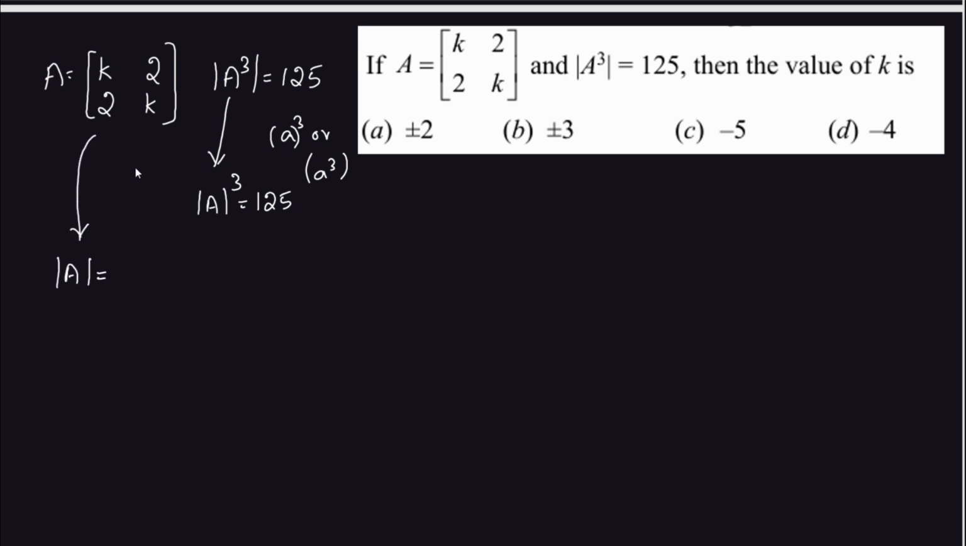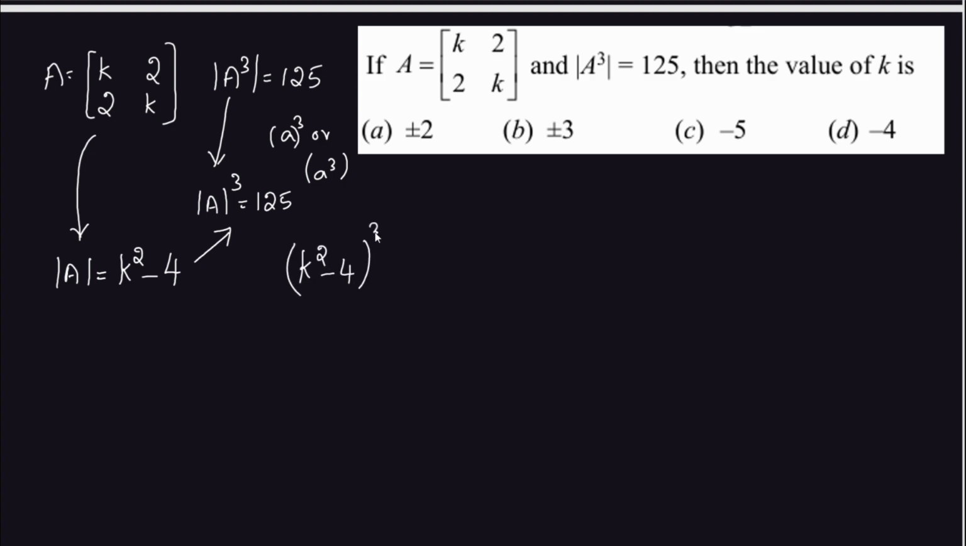What will be the determinant? Multiplication of the diagonal elements, that is K square, minus the non-diagonal elements, that is 4. So, what is the determinant? K square minus 4. If I substitute it here, determinant of A will be K square minus 4.